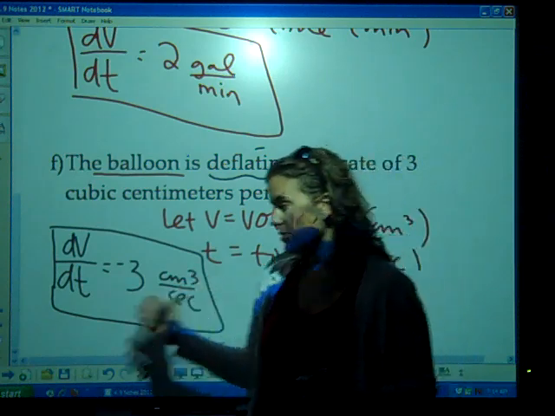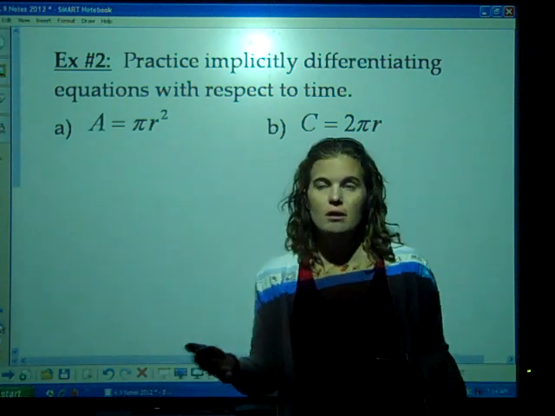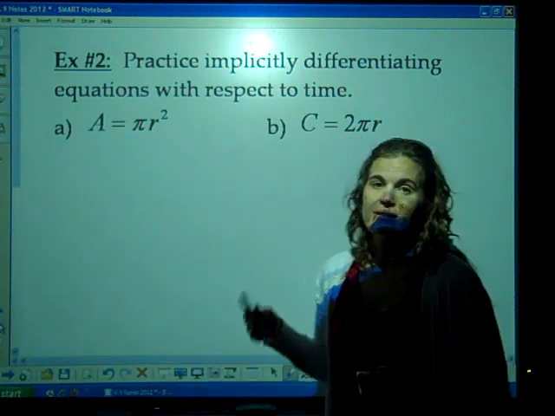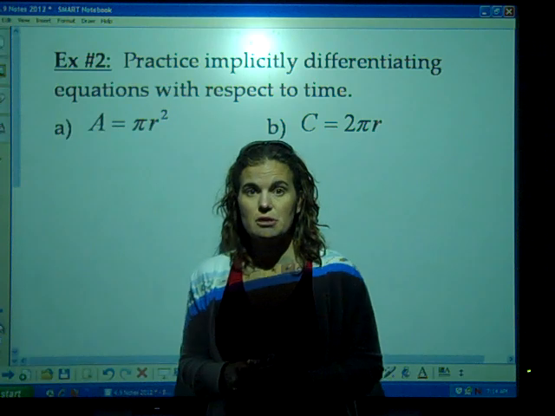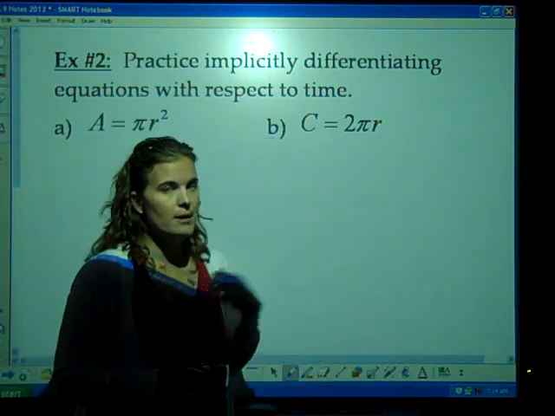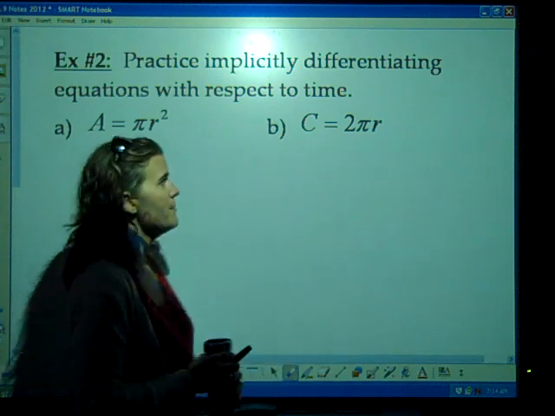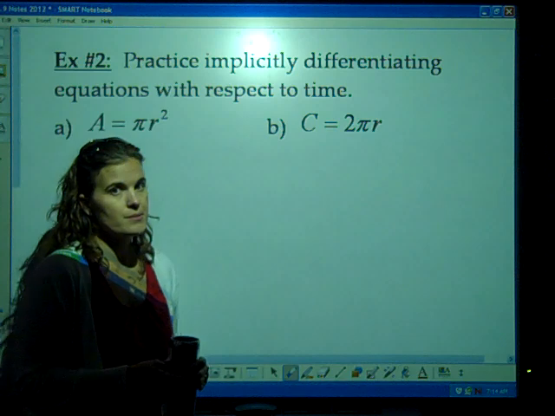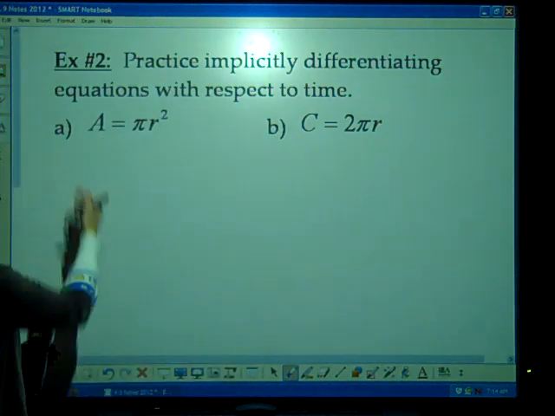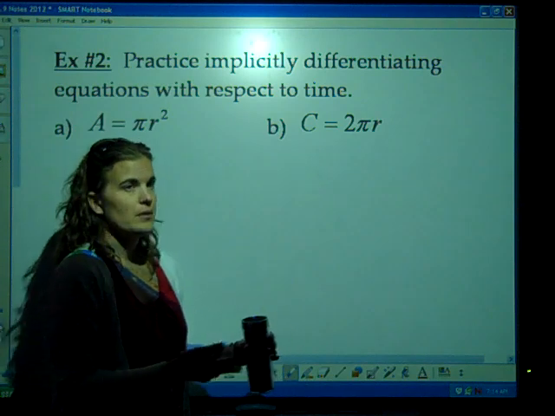Okay. Along with those skills, just writing how something is changing, a rate of change, we'll also have to practice implicit differentiation with respect to time of some pretty well-known formulas. These are not the only formulas that you'll have to implicitly differentiate with respect to time, but these are some of the more popular ones. Okay, so A equals pi r squared. Hopefully we recognize that as the area of a circle.